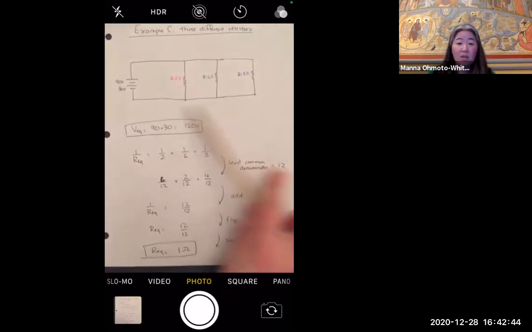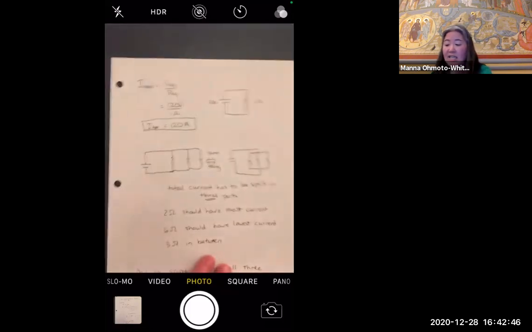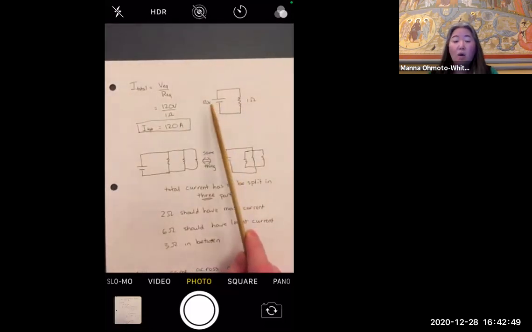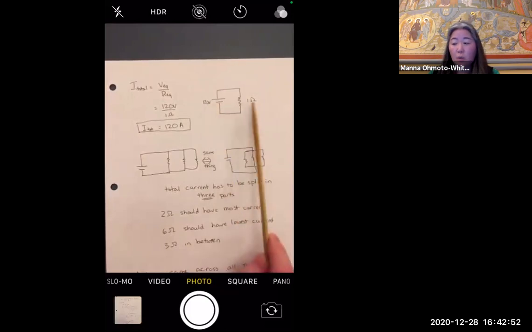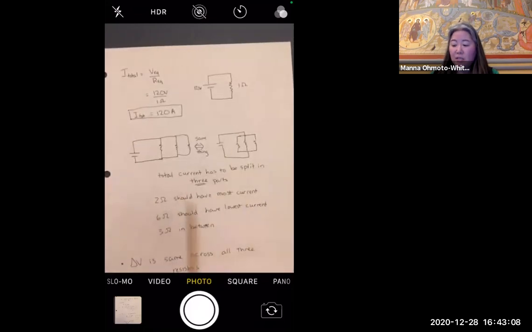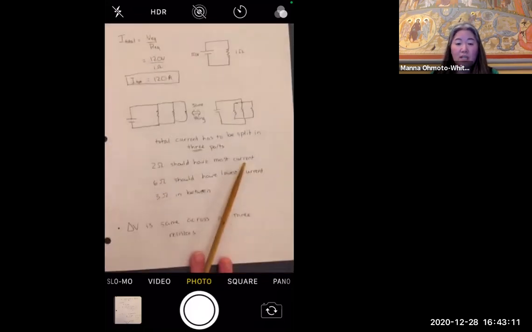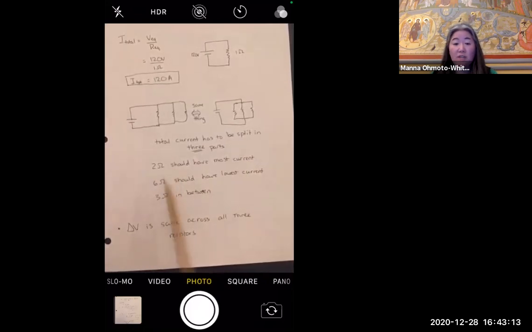So now this complicated circuit right here is the equivalent, the same as having one battery source of 120 volts and one resistor that's 1 ohm. So then I figure out my I, my current, which is going to be 120 divided by 1, or 120 amps. So again, seeing this is the same thing as seeing this, my total current has to be split into 3 parts. So one of the things that I should remember is that the 2 ohm resistor should have the most current. It's the fastest cashier. The 6 ohm should have the lowest current. It's the slowest. And the 3 is somewhere in between.